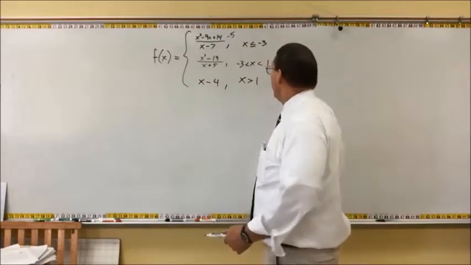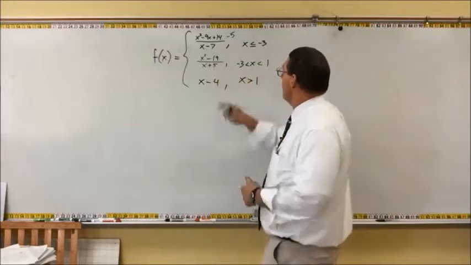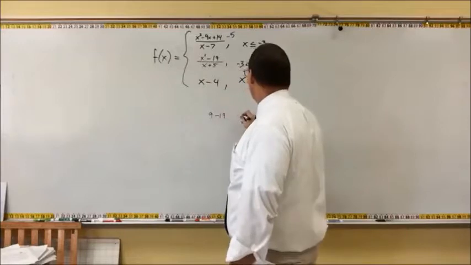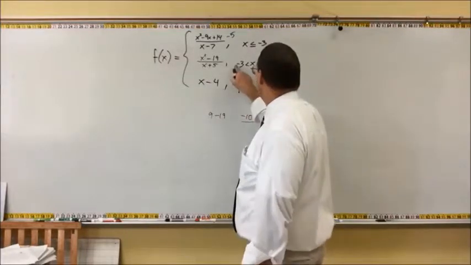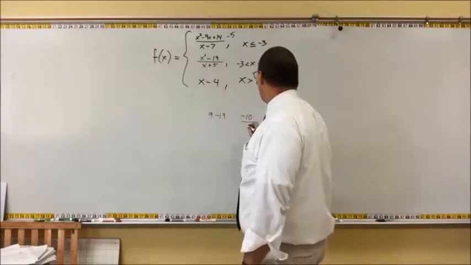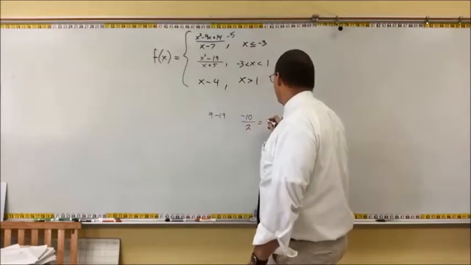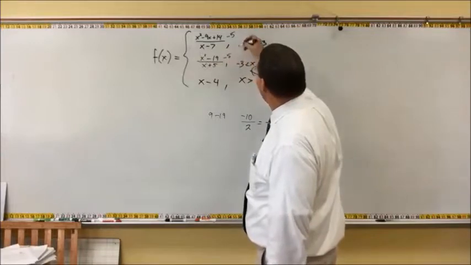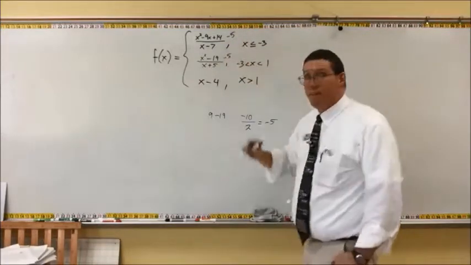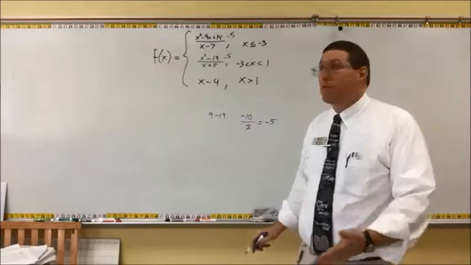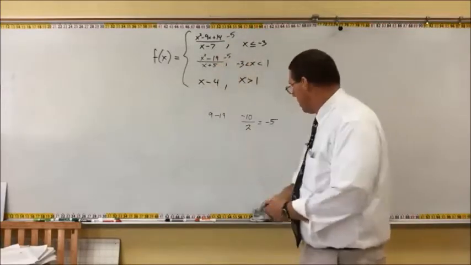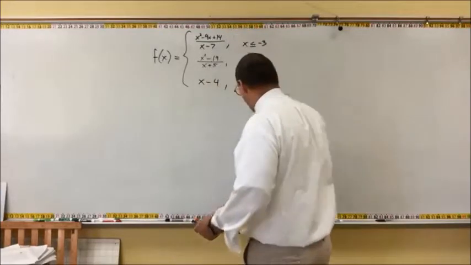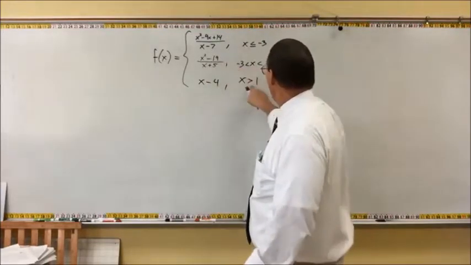Now I'm going to plug negative 3 into this piece. Negative 3 squared is 9 minus 19. That equals negative 10, over negative 3 plus 5, that equals 2. And negative 10 divided by 2 is negative 5. So if I plug negative 3 in here, I get negative 5, and they're a match, negative 5 and negative 5. So there is no jump discontinuity from this piece to this piece. Okay? Lastly, we're going to test 1 in here and 1 in here.